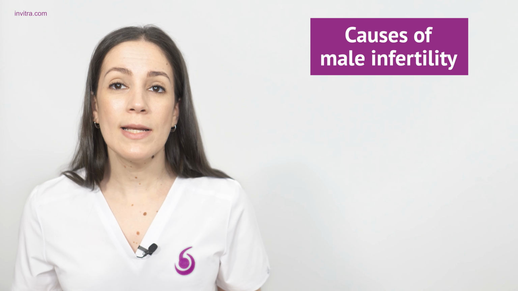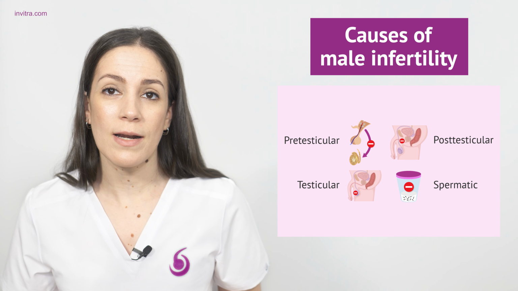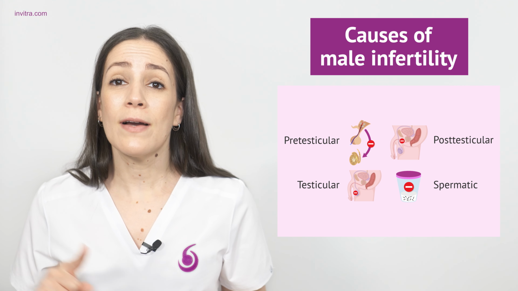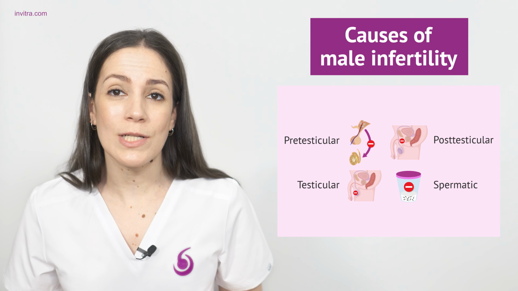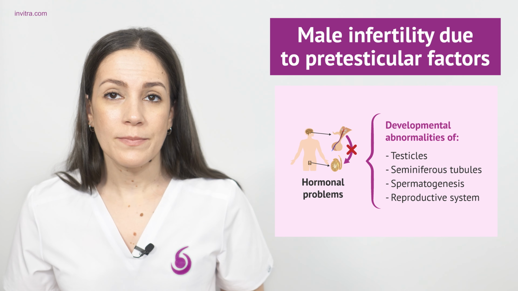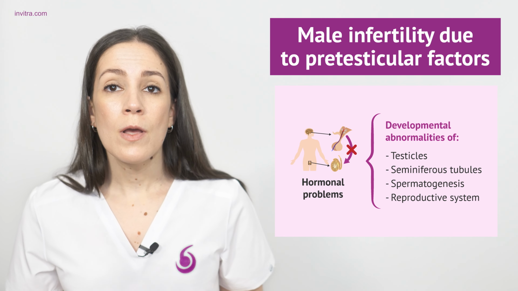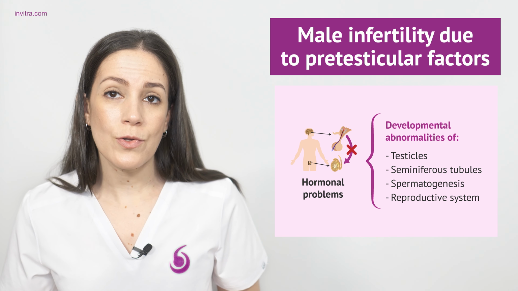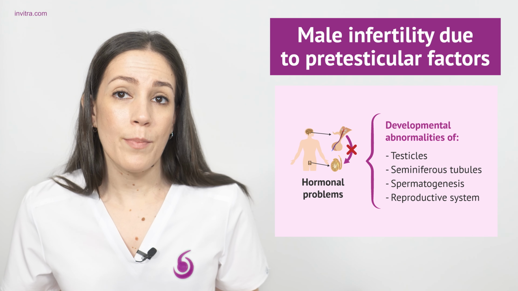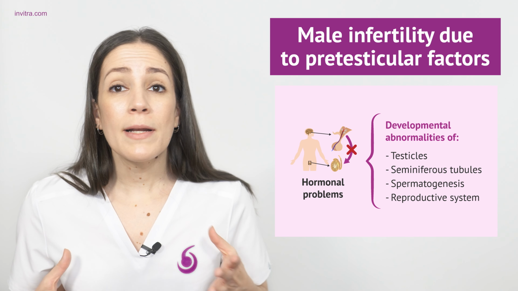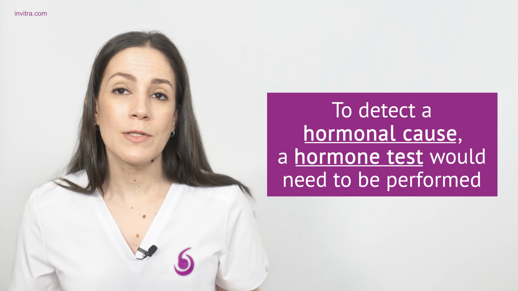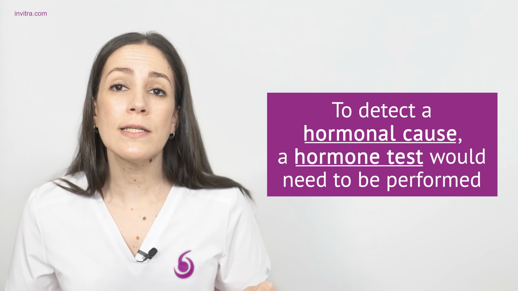As for male infertility, there are different potential factors that can produce it. We can talk about pretesticular factors, testicular factors, post-testicular factors, and sperm factors. The pretesticular factor is due to hormonal alterations. An inadequate hormonal control in the male can cause serious alterations in testicular development, also in the seminiferous tubules, in spermatogenesis, the process of sperm production, and in the male reproductive system. To properly detect a hormonal cause of male infertility, a specific hormonal blood test would need to be performed.